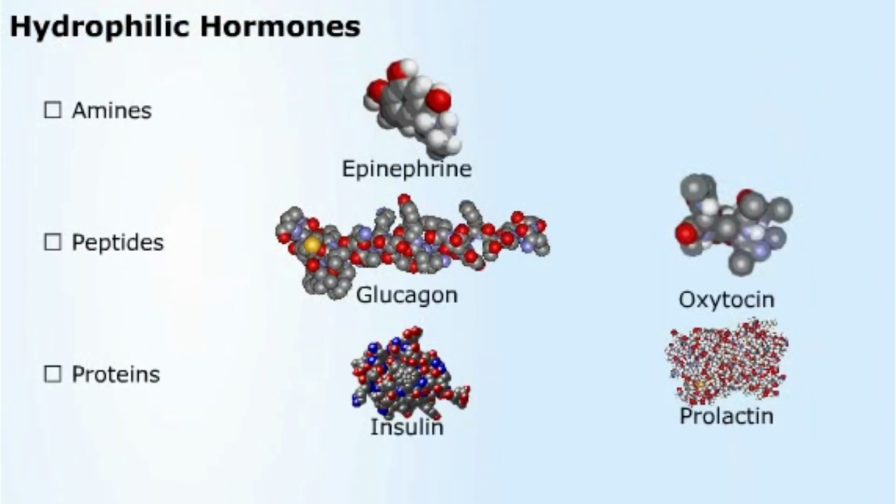Hydrophilic hormones are soluble in water and mediate a faster response than lipophilic hormones. The receptors for these hormones are found on the surface of their target cells. The hydrophilic hormone insulin was the first protein whose amino acid sequence was determined. We'll learn more about the role of insulin later.